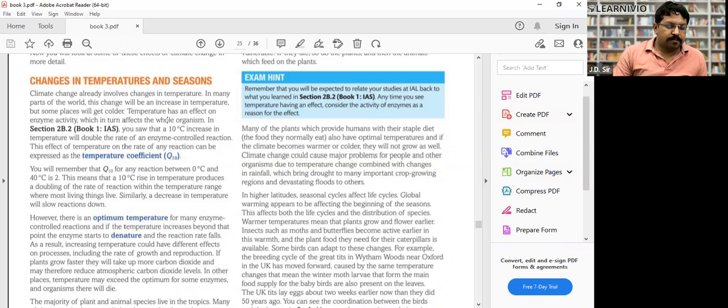The temperature has an effect on enzyme activity, which in turn affects the organism. You say that a 10 degrees centigrade increase in temperature will double the rate of an enzyme-controlled reaction. This effect of temperature on the rate of reaction can be expressed in the temperature coefficient Q10. Do you know this fact?